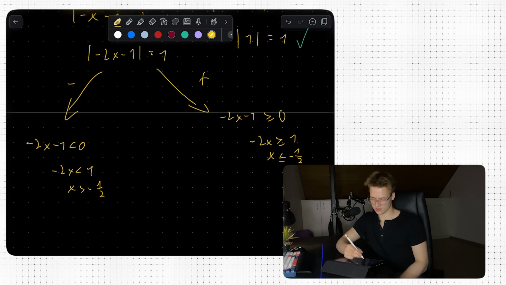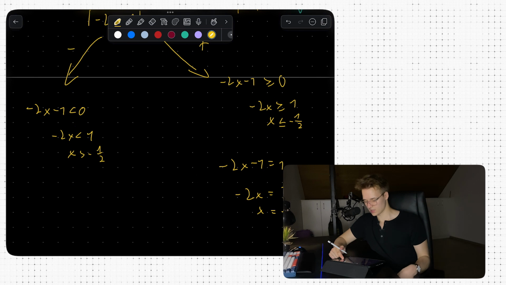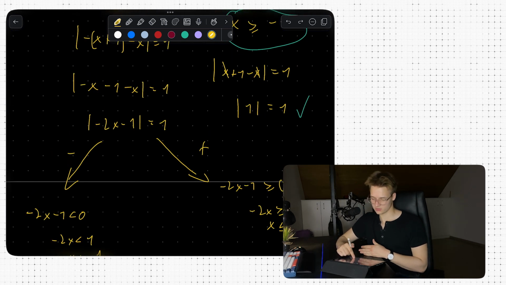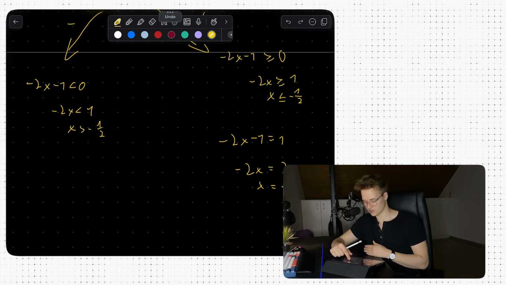Here it's going to be positive, here it's going to be negative. On the positive side, we get minus 2x minus 1 is equal to 1, minus 2x is equal to 2, x is equal to minus 1. Our solution has to be less than or equal to minus 1/2, which it is. And the original condition also states that x has to be less than minus 1. So this is a no-go. This isn't a valid solution.